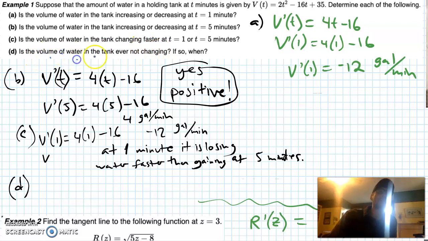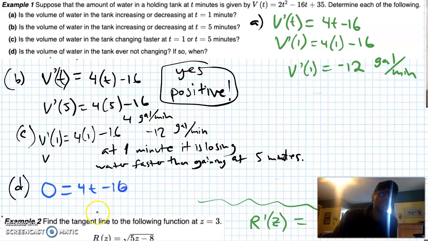Is the volume of water in the tank ever not changing? If so, when? If the water is ever not changing, that means the rate of change would have to be zero. So we could use this V of t equation, replacing it with zero, and see if there is a t value that would give me zero. Well, let's try it out.